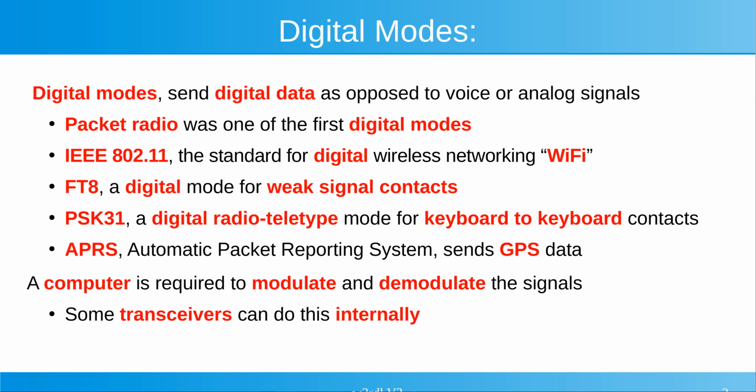PSK 31, which stands for phase shift keying, is a radio teletype type of mode where you actually type on a keyboard back and forth to your contact. Words. Whatever you type on the keyboard. It could be Morse code even, but it's keyboard to keyboard.